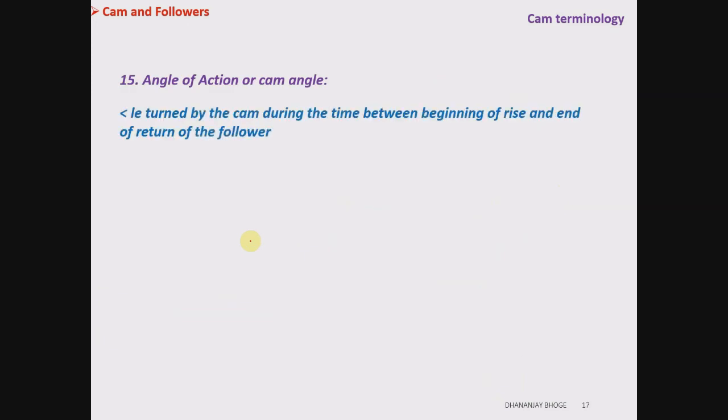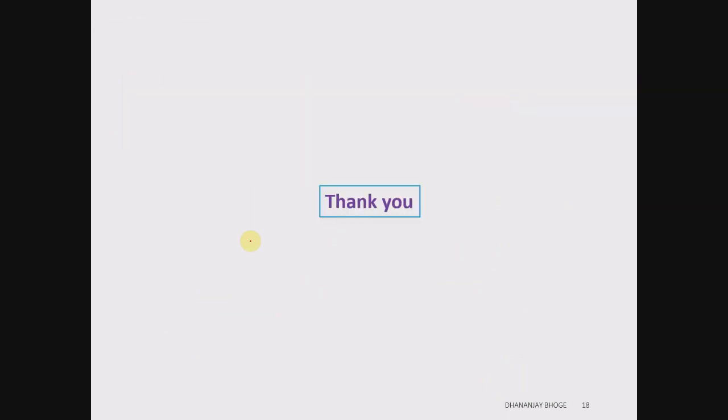15 is the angle of action or cam angle. It is the angle turned by the cam during the time between beginning of rise and end of the return of the follower. Thank you.